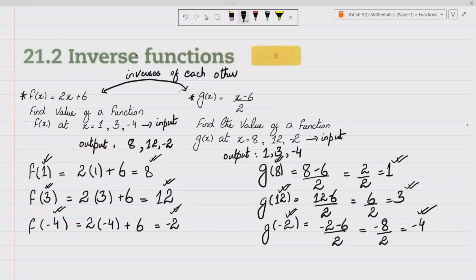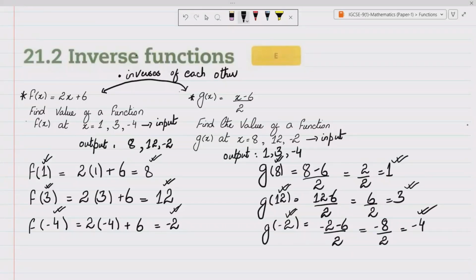So it means there is a relation between them because the input of one is the output of the other and vice versa. The input of g of x is the output of f of x. Also, the input of f of x is the output of g of x. So it means they are related to each other, and this relation we call inverses, right? So these two functions are inverses of each other. This is the actual example concept of inverse function.